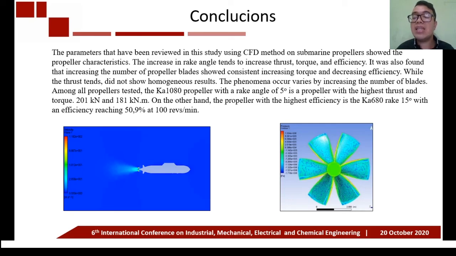Among all propellers tested, the Kaplan 1080 propeller with a rake angle of 5 degrees is the propeller with the highest thrust and torque, which are 201 kN and 181 kN-meter. On the other hand, the propeller with the highest efficiency is the Kaplan 680 with a rake of 15 degrees, with an efficiency reaching 50.9% at 100 revolutions per minute.